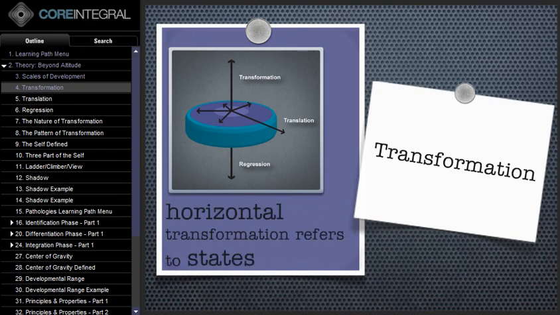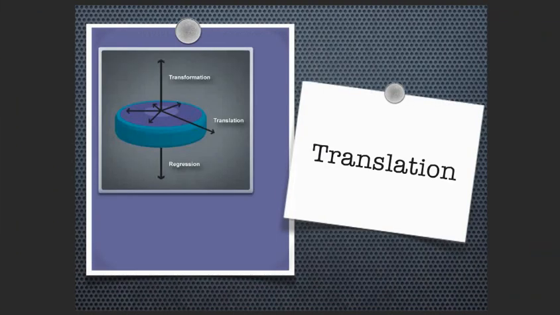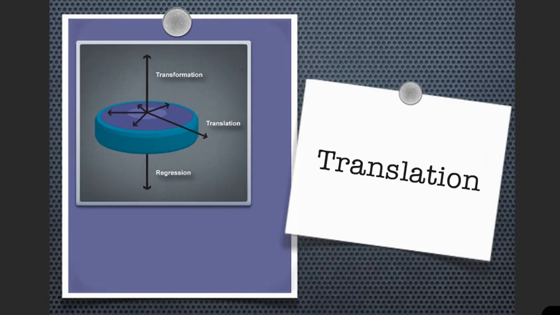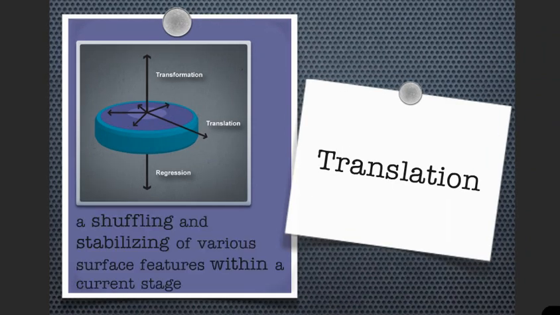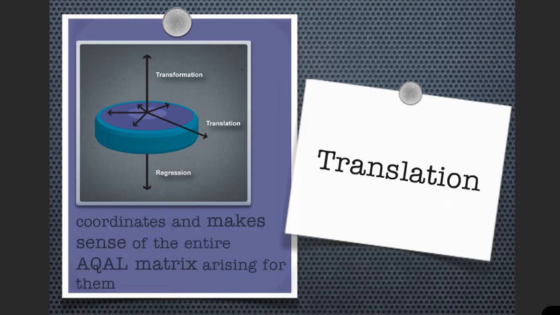Horizontal developmental transformation is typically used when referring to development in states, which we will learn about in the next lesson. Translation is also sometimes referred to as a horizontal movement, meaning rather than moving vertically between stages, we see a shuffling and stabilizing of various surface features within a current stage. Technically, translation refers to the way in which an individual coordinates and makes sense of the entire AQAL matrix arising for them at a given level of development.